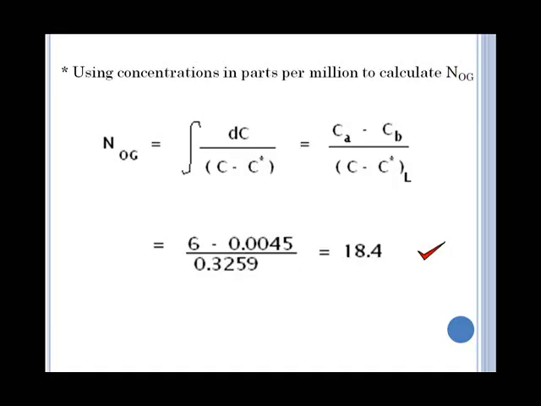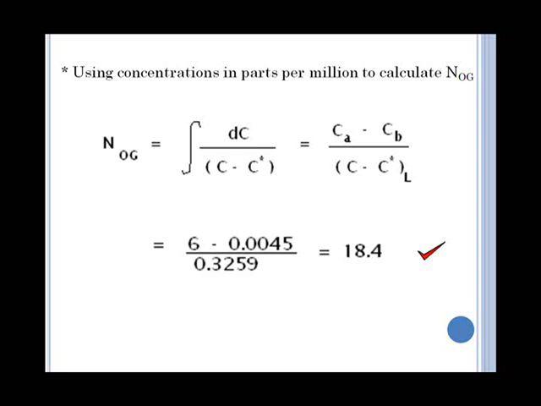Using concentrations in parts per million to calculate N equals the integral of dC over C minus C star, or this is equal to CA minus CB all over C minus C star. So substituting the values obtained, 6 minus 0.0045 all over 0.3259 equals 18.4. We can say that if the air rate is 1.5 times the minimum value, then we would need 18 transfer units for our packed column.